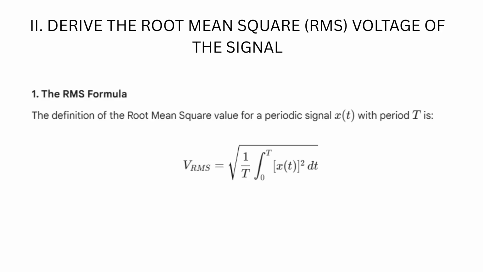So now we're going to derive the root mean square, RMS, voltage of the signal. The RMS formula: the definition of the root mean square value for a periodic signal x of t with period T is V sub RMS is equal to the square root of the quantity 1 over big T times the integral from 0 to big T of x of t squared dt.